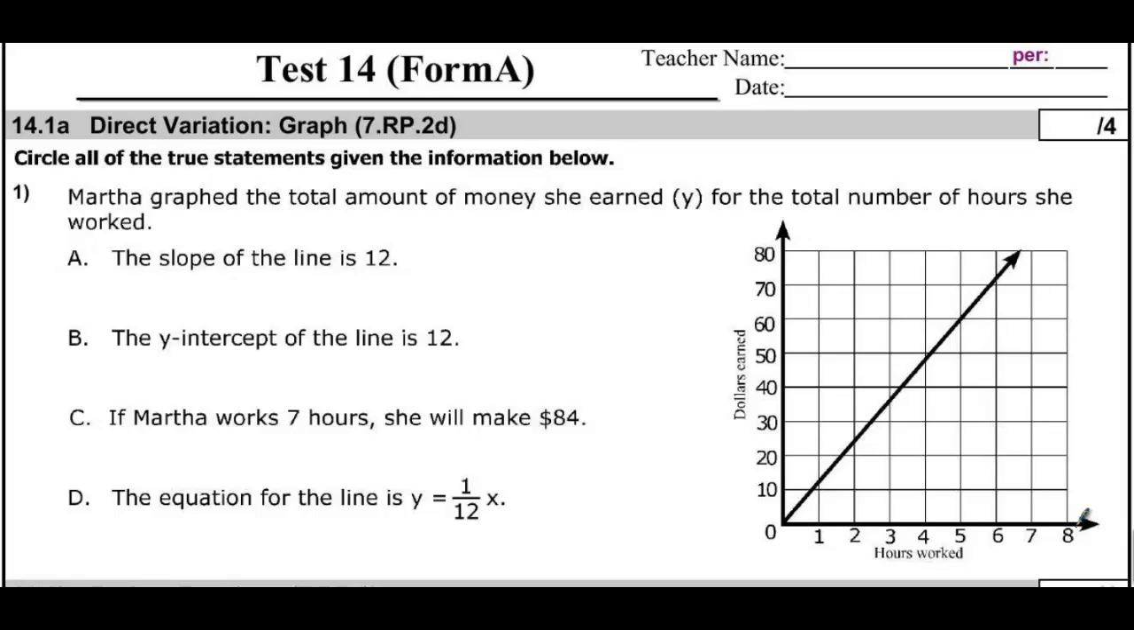It says Martha graphed the total amount of money she earned, y, for the total number of hours she worked. Hours worked are on the bottom. That makes sense. That's the independent variable that controls how much she earns. And then the dependent variable, the dollars earned, is on the y-axis. So question 1, the slope of the line is 12.